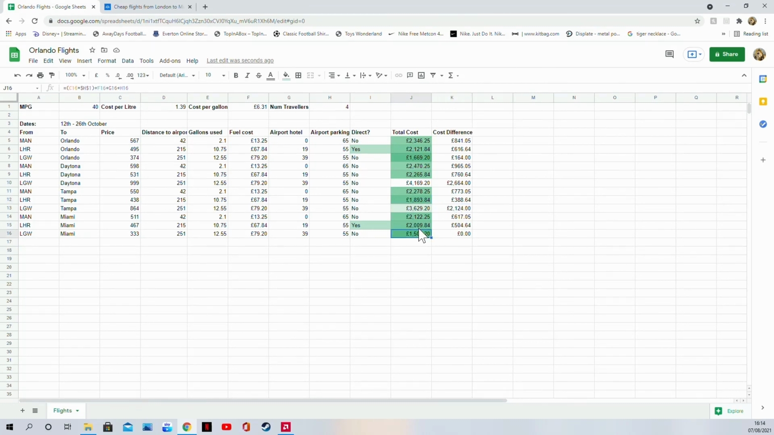So considering we'd not have to drive much further to go to Gatwick than Heathrow, there'd be a saving of £500 there, which would probably make that well worth it. So in this example, I would probably go with that sort of flight. But again, it's a judgment call, depending on what you prefer.